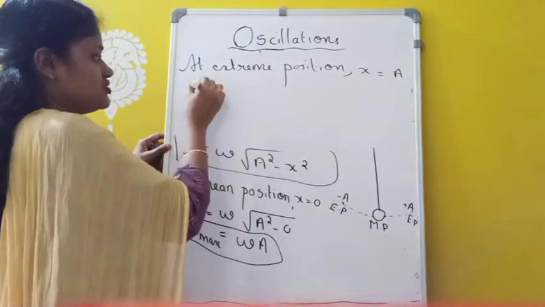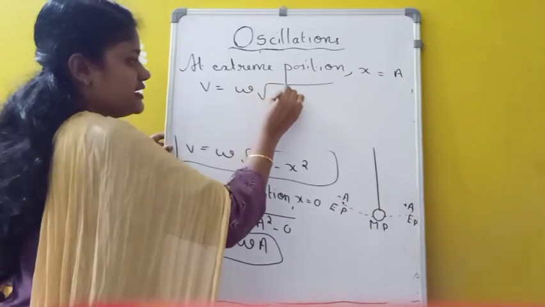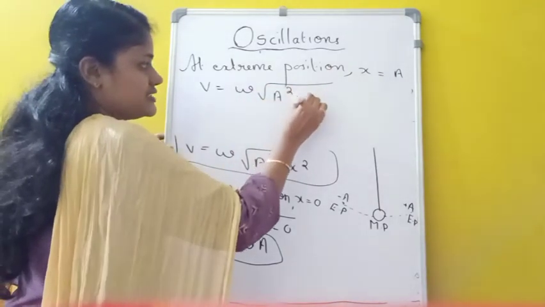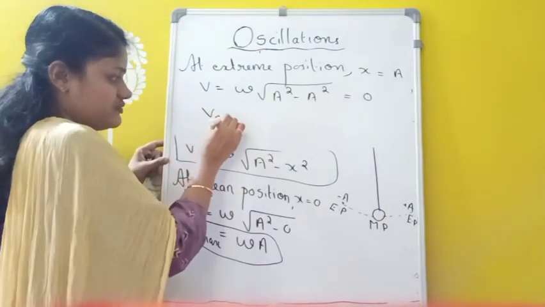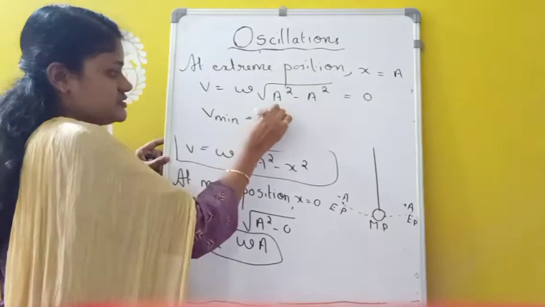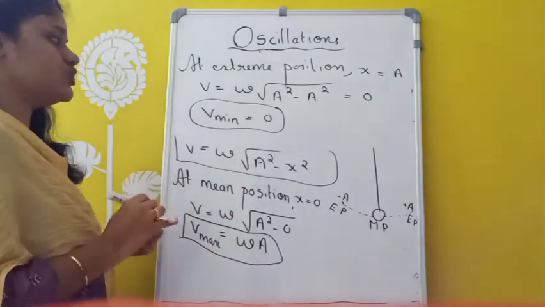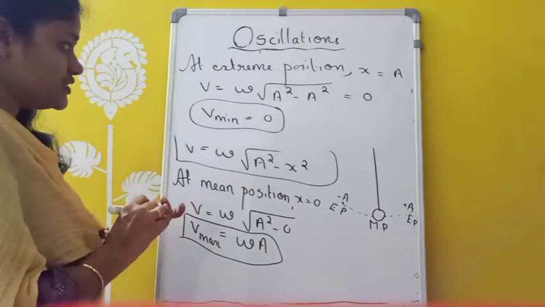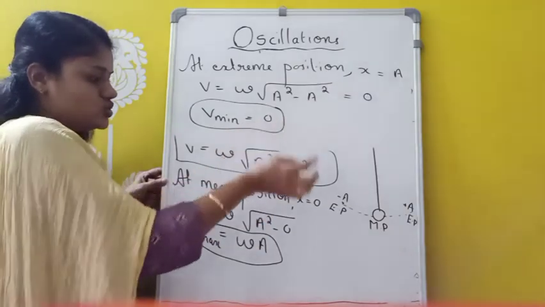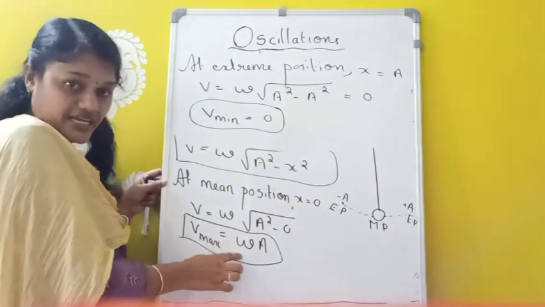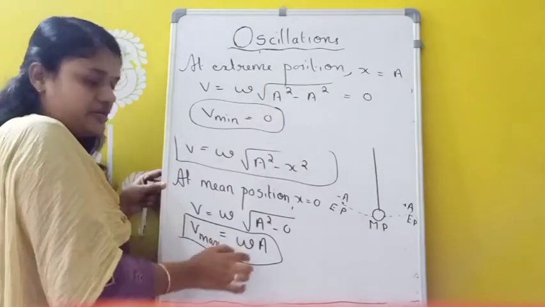Now what is the formula for velocity? V equals omega into root of a square minus, instead of x we are putting a, so minus a square. So what is the value here? 0. So this minimum value of velocity of a particle executing simple harmonic motion is 0. So velocity of simple harmonic motion will be ranging from 0 to omega a. Omega a is the maximum value and 0 is the minimum value.